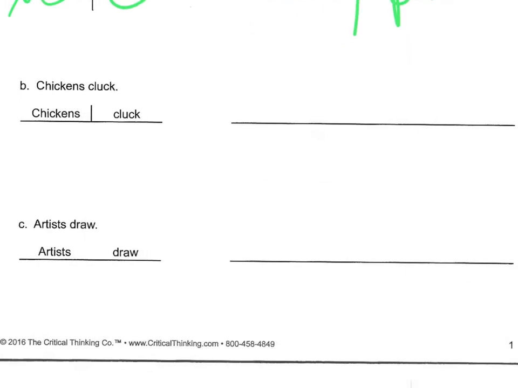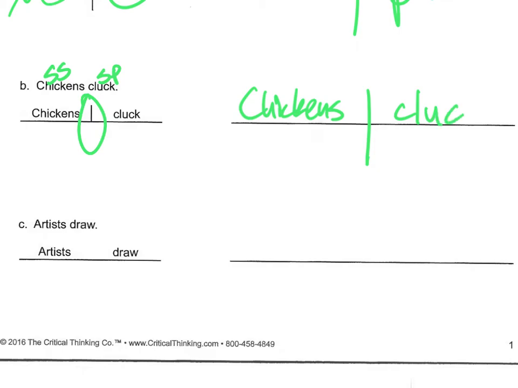1B, chickens cluck. Well, this one, they at least have the simple subject and the simple predicate in the correct order, but their center line is incorrect. The center line must split the sentence base equally in half, equal on top and bottom. So I need to put chickens as our simple subject, and I need to put cluck as our simple predicate. Later on, we'll realize that this line right here is actually for a direct object, and that's not in this lesson.